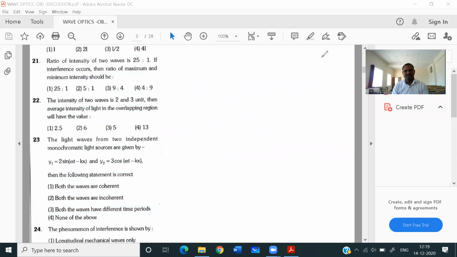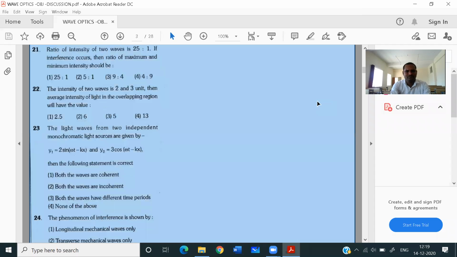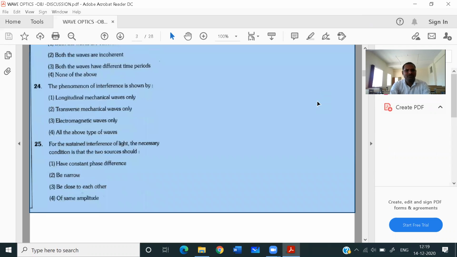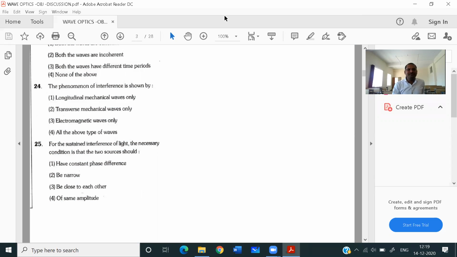Next, question number 24. What is given? The phenomenon of interference is shown by. Interference can be shown by any type of wave. Already I told you, interference depends only on phase difference and amplitude. That's it. So longitudinal waves will show, transverse waves will show, electromagnetic waves will show. So the answer is all the above.